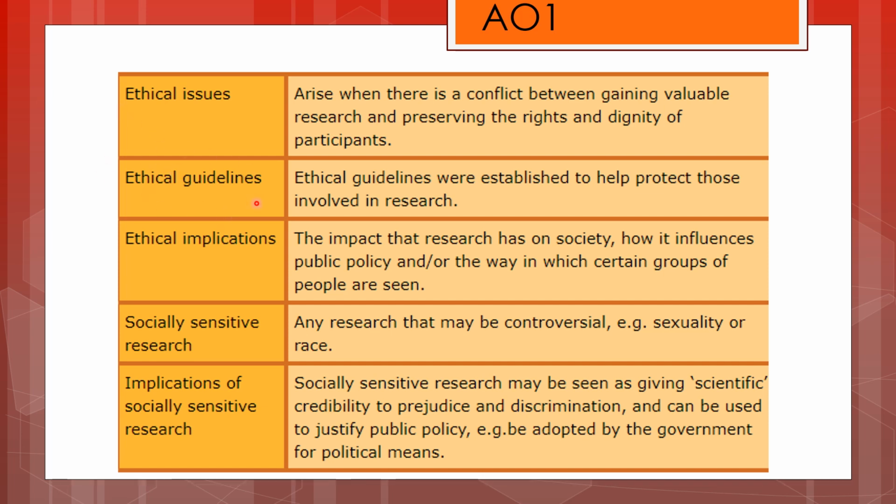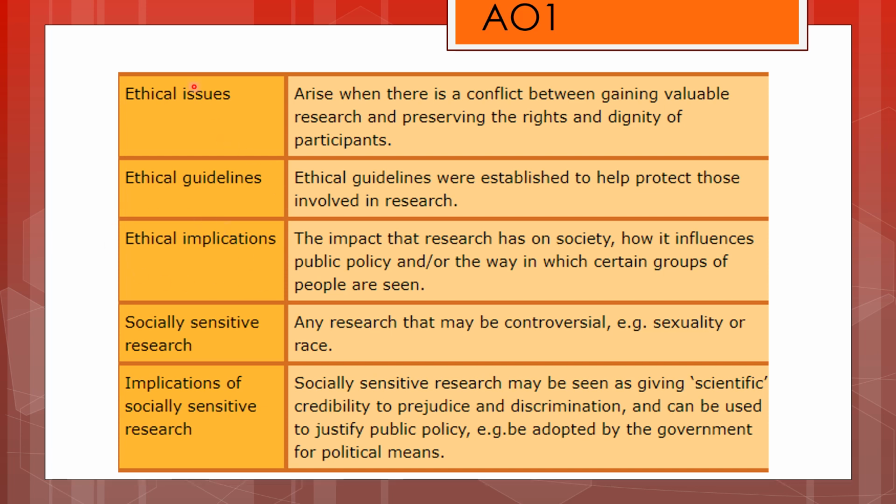So these are consent, debrief, protection from harm, right to withdraw, established to protect those involved in the research, so the participants. This last section talks about three different types of ethics. Ethical guidelines that we know, ethical issues, and ethical implications.